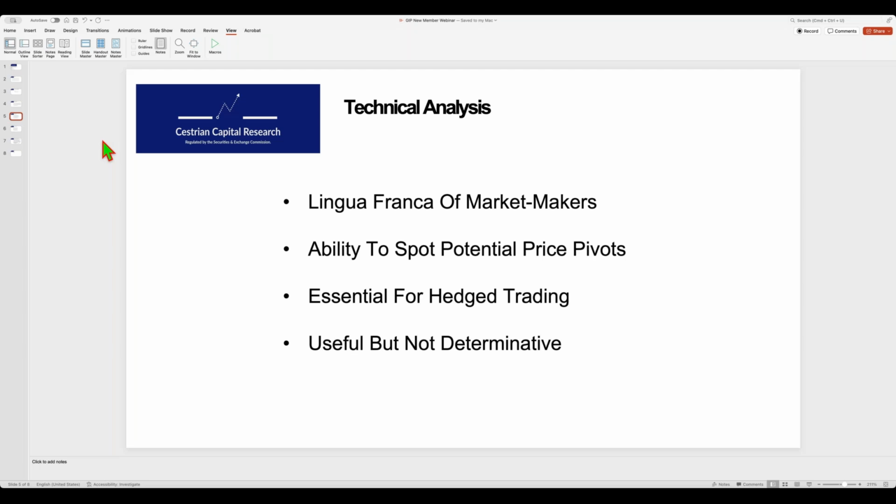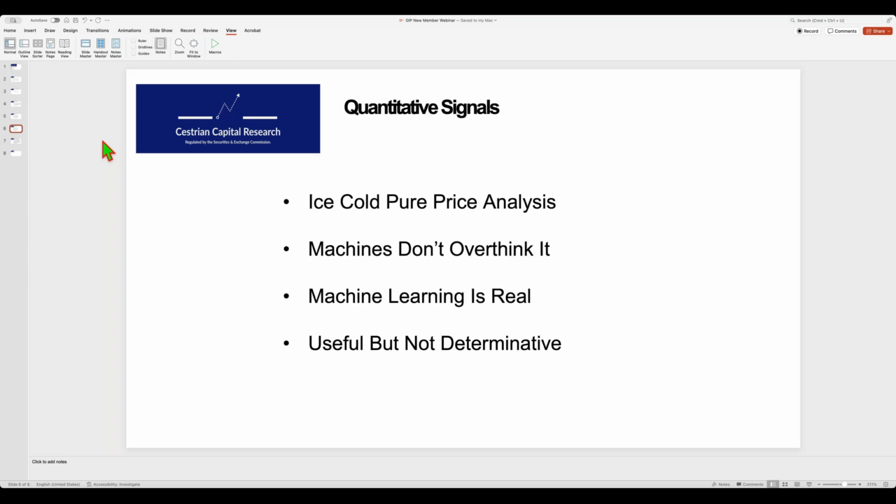Technicals, you can get by with technicals without fundamentals, whereas I don't think you can get by on fundamentals without technicals. Okay, quantitative. First of all, let's define what we mean by quantitative. Quantitative in our world is a pure machine system. It's a pure algorithm.